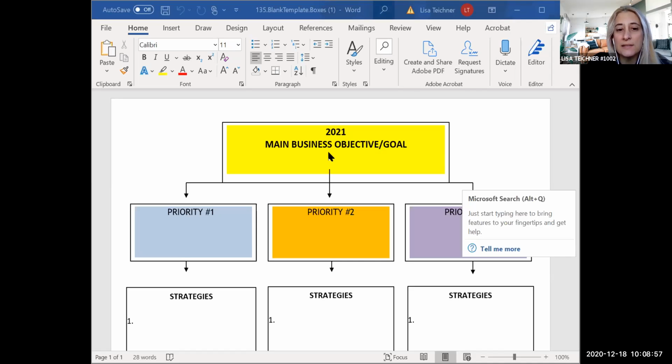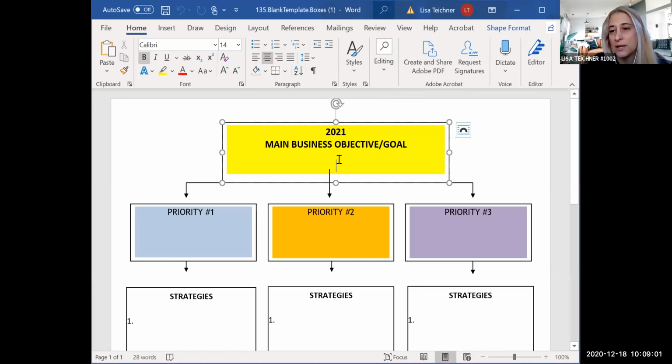So the first thing is in your top box, whether it's the box or the list version, this is where you put your main business objective or goal for 2021. A couple of things to note about what this goal should be to make it a SMART goal and something that you are able to actually track and work towards is it should be something that is measurable or quantifiable.